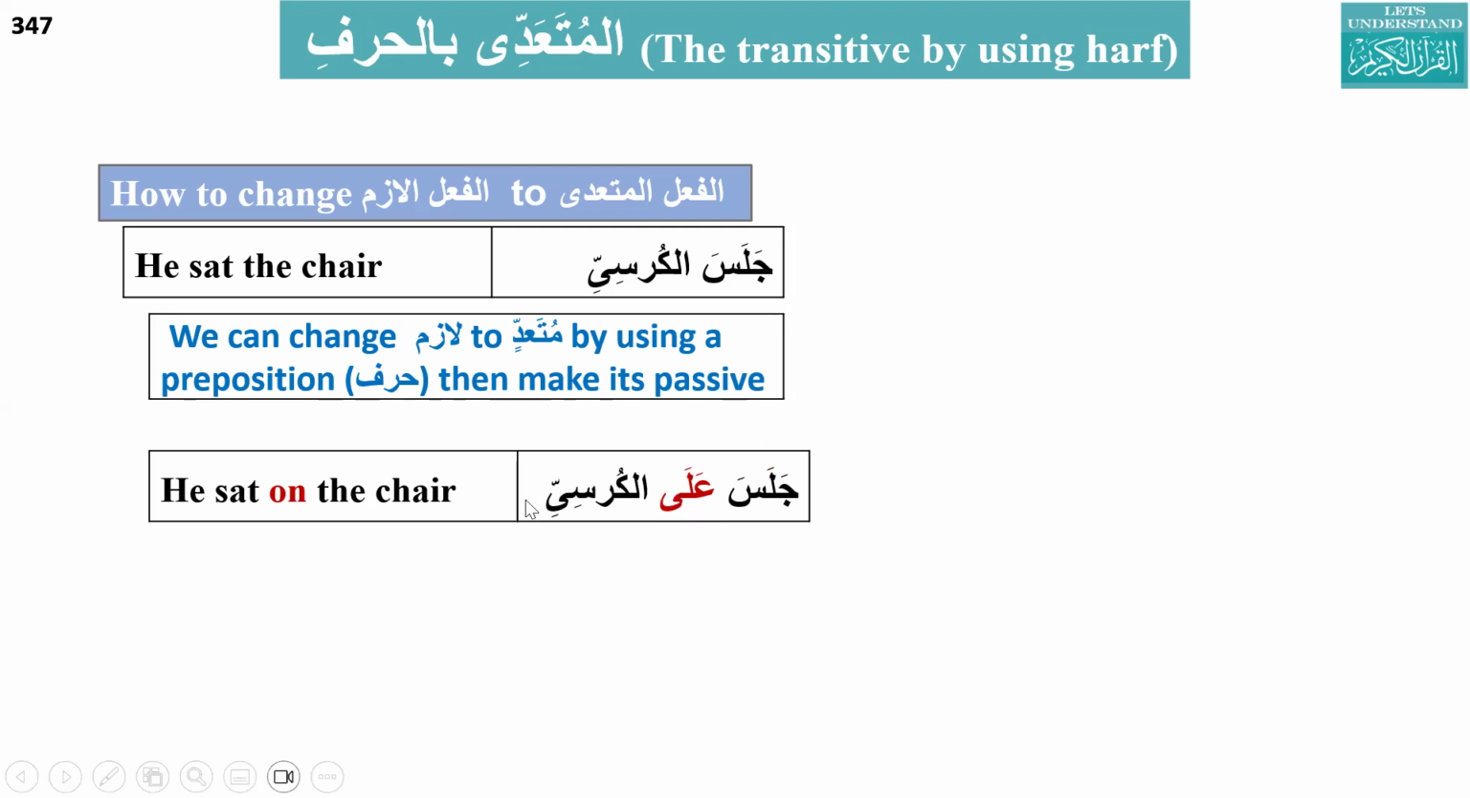Alal kursi. This complete phrase is jar majroor, yes, but it acts as maf'ul bihi here. So this is how to change fi'lul lazim to fi'lul mutaaddi, intransitive to transitive, by using a harf, a preposition. In English it is pointed out clearly that this is a mistake, because it was intransitive, so it needs a preposition to correct it. Similarly here we need ala. Now it is taking the maf'ul bihi, and that maf'ul bihi is not simple, it is by adding a harf. It seems to be jar majroor, but it can act like maf'ul bihi. Jalasa alal kursi, he sat on the chair. And what will be the passive of that, he sat on the chair?